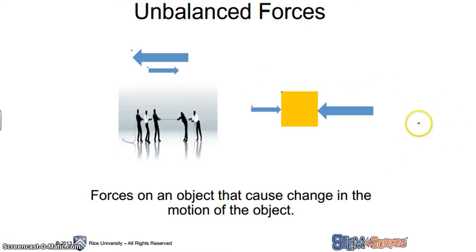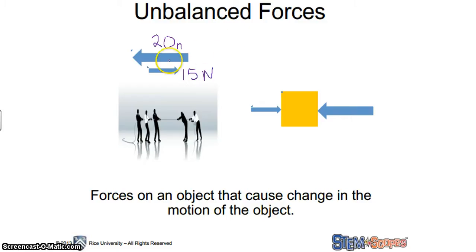The next term I would like you to write is unbalanced forces. Again, remember to skip a line after your last definition, underline the term, and then write the definition here. For unbalanced forces, those are forces on an object that cause change in the motion of the object. So here, notice we have 3 people in the tug of war, so notice my arrow is thicker and longer. So let's pretend that those 3 people have a total force of 20 newtons. And then let's pretend that these 2 people are pulling in the opposite direction and they have a force of 15 newtons.